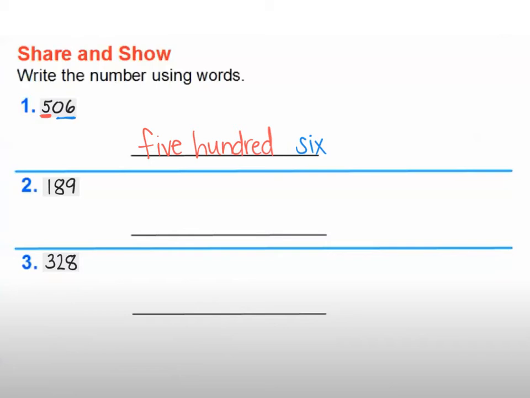Number 2. How would we say this? 189. So first we write that number for the hundreds place. 100. Then we look at the ones and tens together and we see that it's 89. So we write 80. We put a dash, 9. 189.